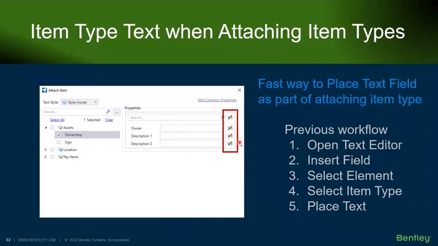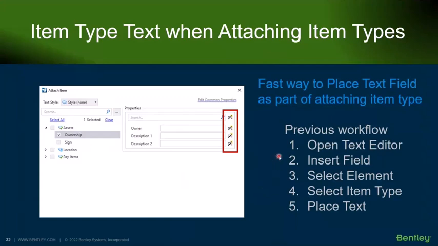Then when you attach the item type to the element, immediately after attaching it, whichever pieces of text you have enabled here will show up on your cursor and you can place them immediately. There is a text style choice right within the attach item types dialog now so that you can pick the text style you want to use when you attach this. The ultimate functionality here is not new. You could do this before, but it took a couple of steps.